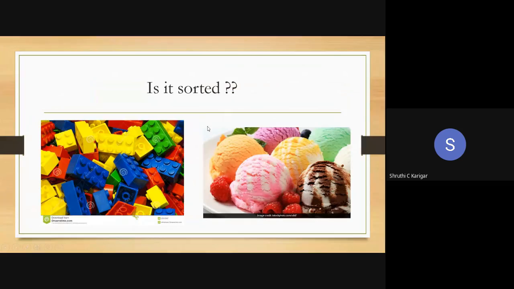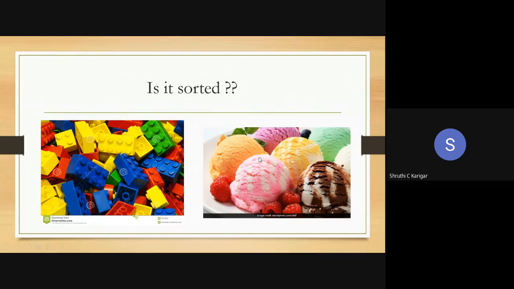Because these are the pictures we have in unsorted order, because this will contain many colors. It is not like a single color is present here. You can see the yellow, the blue, and the red colors. And this example is the same, where the ice cream contains different flavors and different colors as well. So I can say this is unsorted.